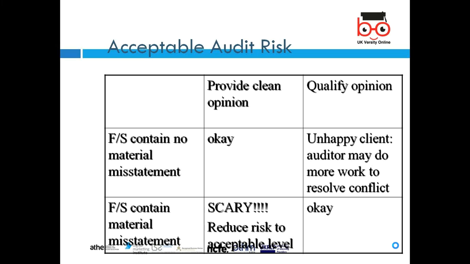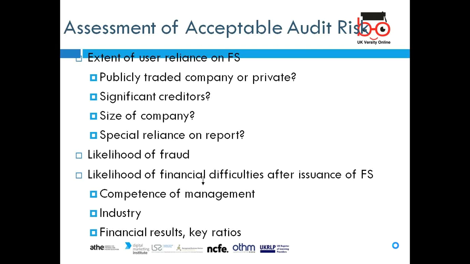Yes, to reduce risk, you need to look around, dig out further and qualify the opinion. Unhappy clients or details may mean doing more work to resolve the conflicts. Yes, we'll further get more evidence. So assessment of acceptable audit risk: extent of user reliance on financial statements, publicly traded companies or privately held companies, significant creditors. You need to look around at how many creditors, the size of the company, especially reliance on reports, likelihood of fraud. How much is the likelihood there? Is the chance more than 60%? So you need to look around.